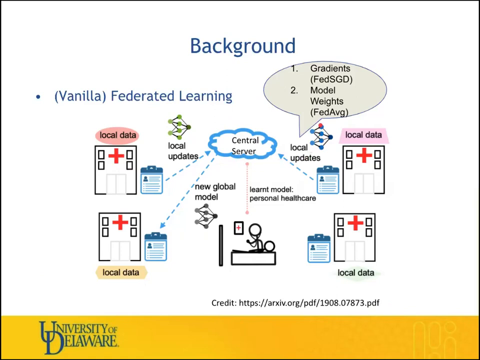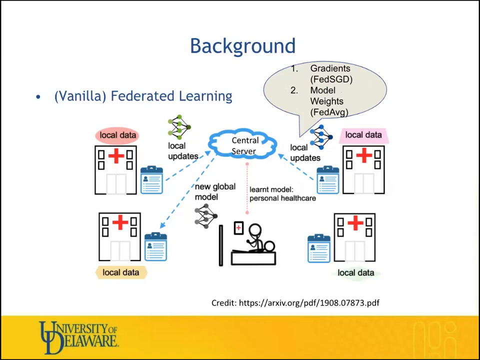There are two popular federated learning algorithms for neural networks. The first one is called FedSGD. In this setting, the local updates uploaded to the server are gradients learned from stochastic gradient descent. And the second one is called federated averaging, in which the local updates uploaded to the server are just the updated model weights. That is, the whole updated neural network.